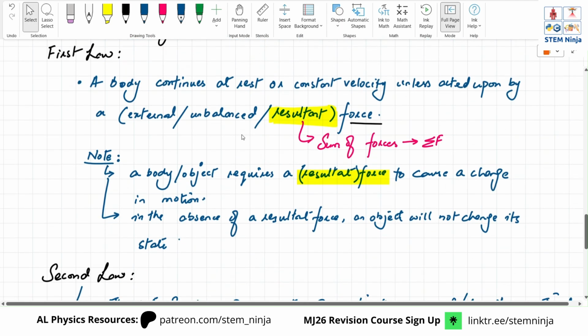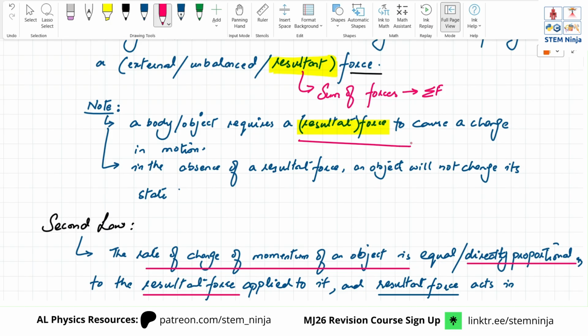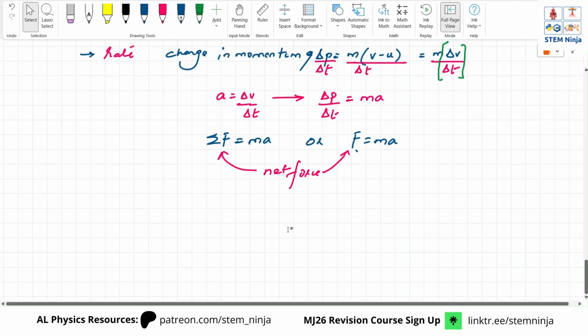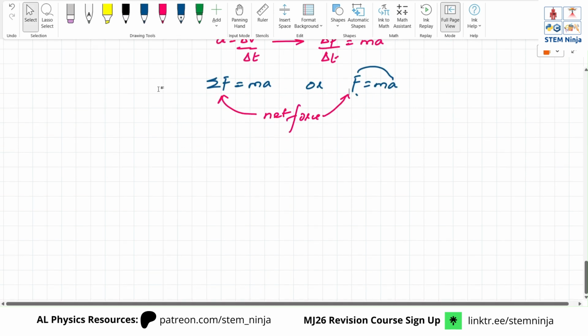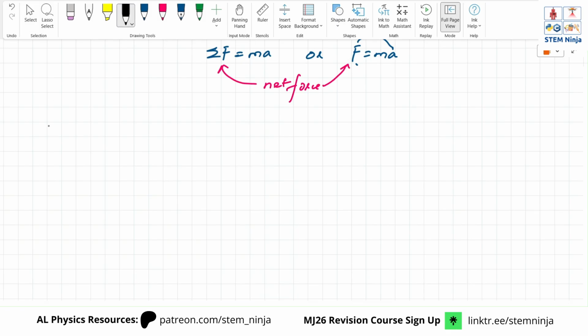So this follows the same principle. Whenever there is a resultant force, there is going to be an acceleration. When there is no resultant force, there will be no acceleration. So these two things are directly proportional to each other. Now, the third law. The third law is quite frankly quite misunderstood by most A-level students. They think it's very simple, but it's actually very deep.